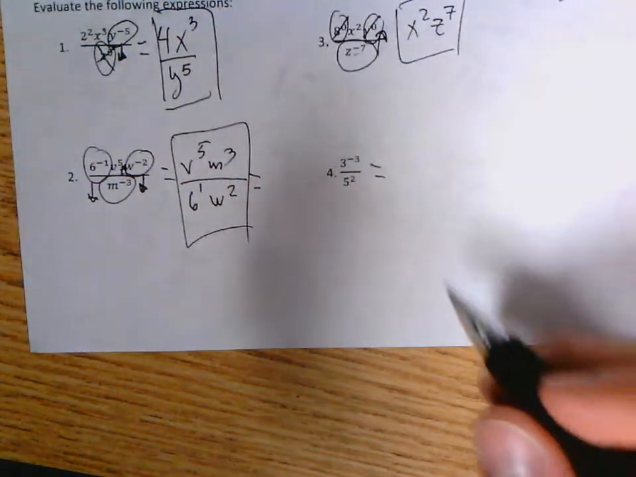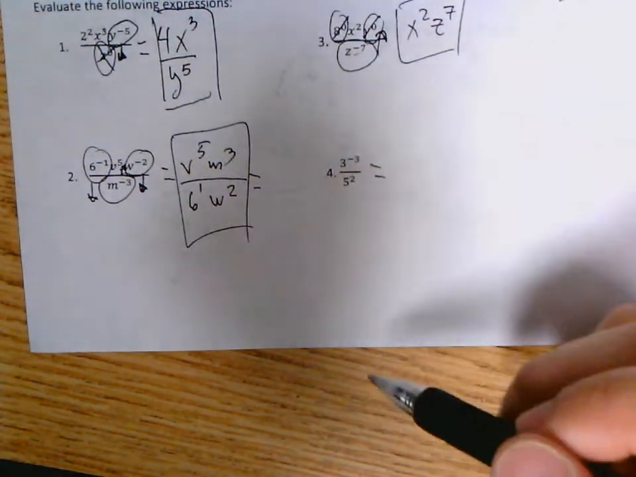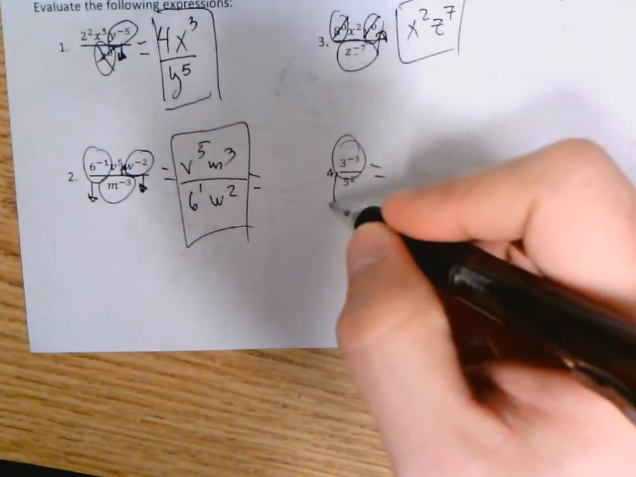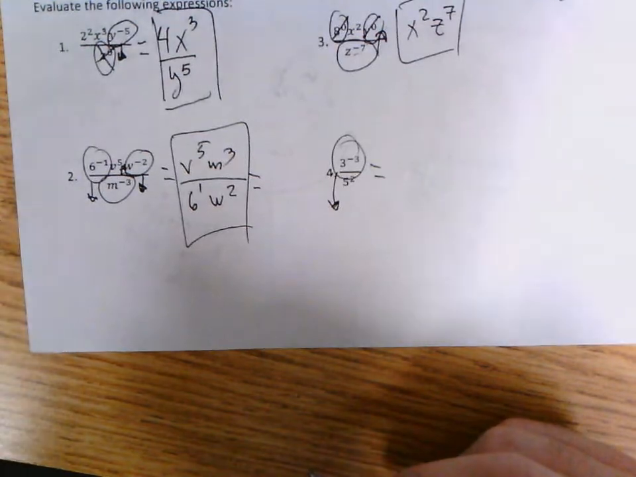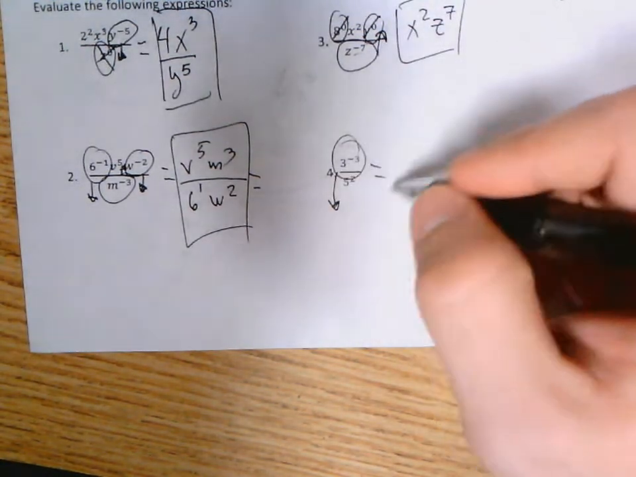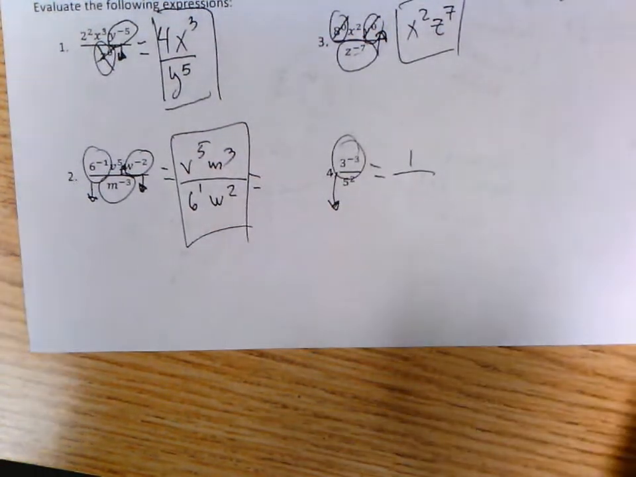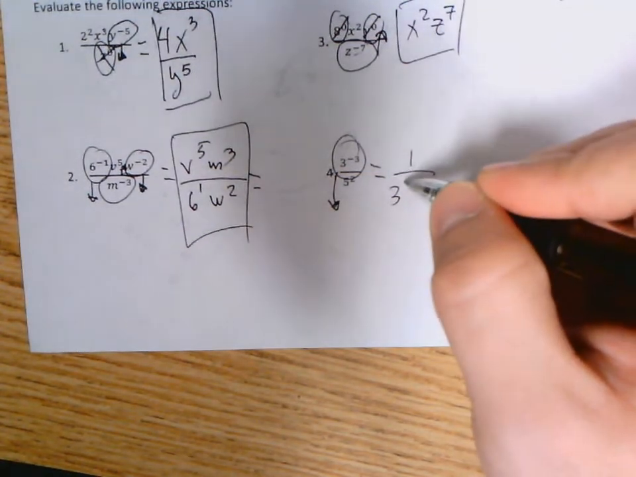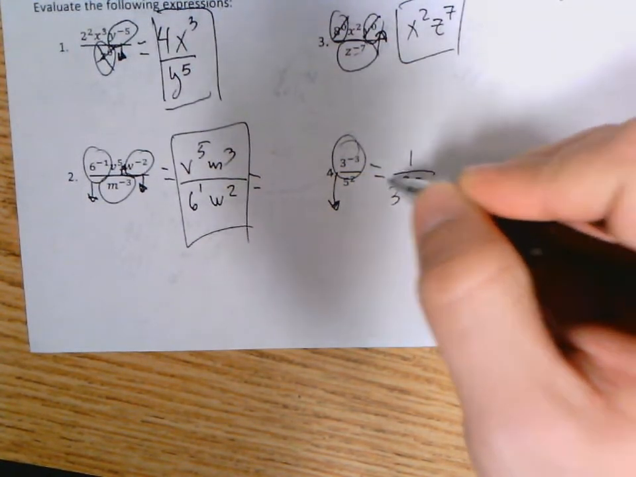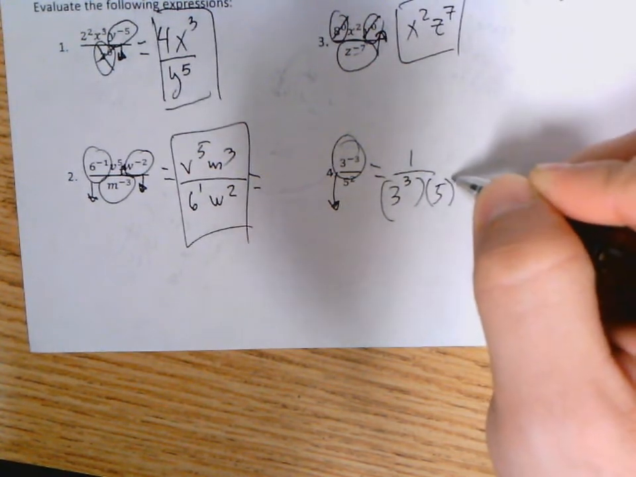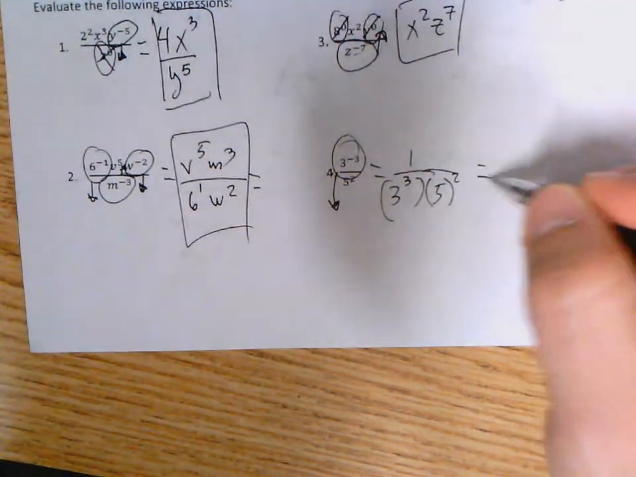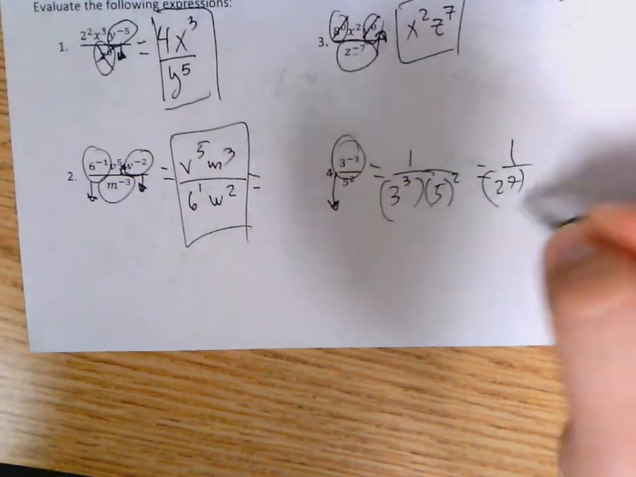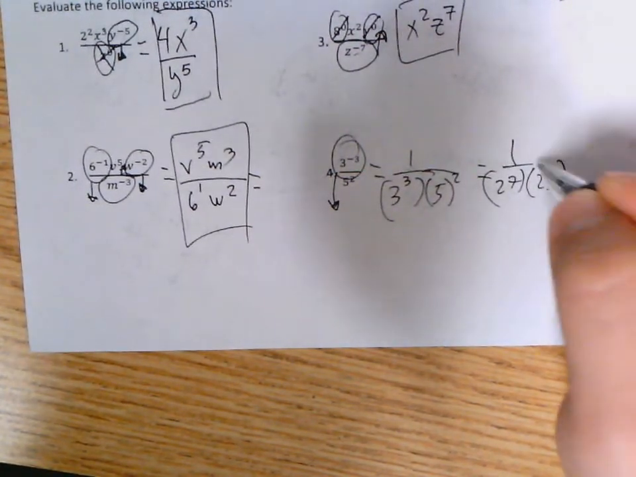Lastly, in this one, we have 3 to the power of negative 3. That's the only thing that I need to move. I will move it to the denominator. I'm going to move it down. So if there is nothing on the top, I'm going to put a 1. And then I'm left with 3 to the power of 3 times 5 to the second power. Well, that is just 1 over 27 times 25.